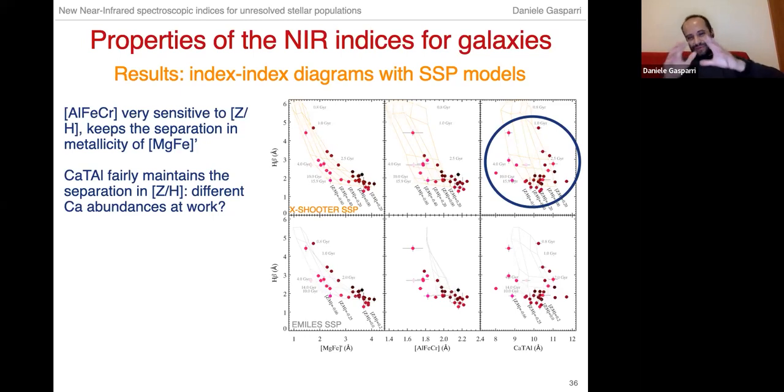So maybe we need to just fine-tune this index by introducing another, maybe not an alpha element, maybe an iron element, because it's very interesting that we don't have the dependency on age.